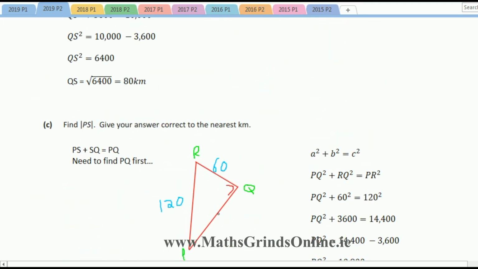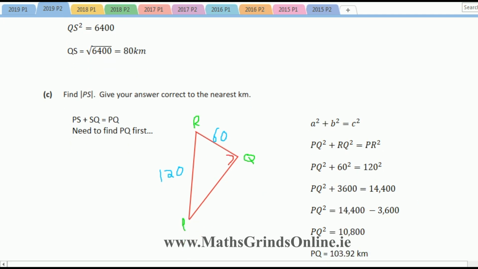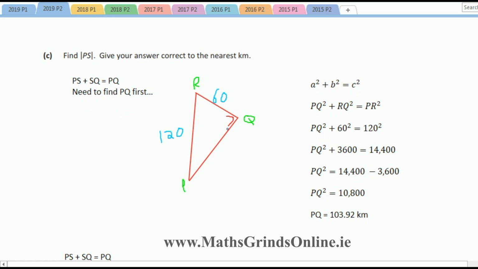Okay, there is that triangle again. One side is 120, one side is 60, and we're trying to work out PQ. So we're using Pythagoras theorem again. Obviously, we've got a right angle here, so the side opposite it is our hypotenuse. I'll just put a little h there to make that obvious.